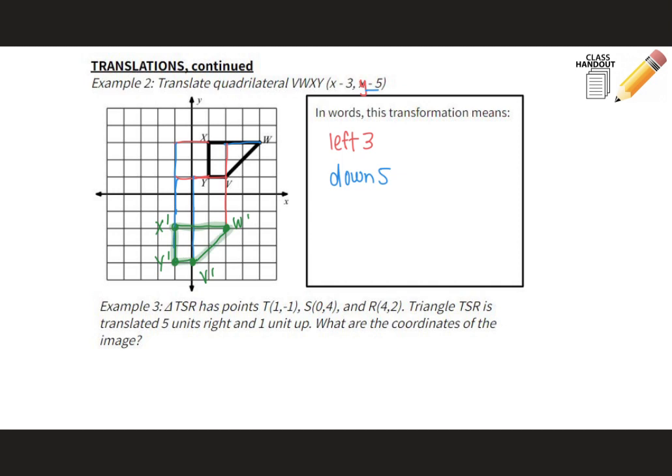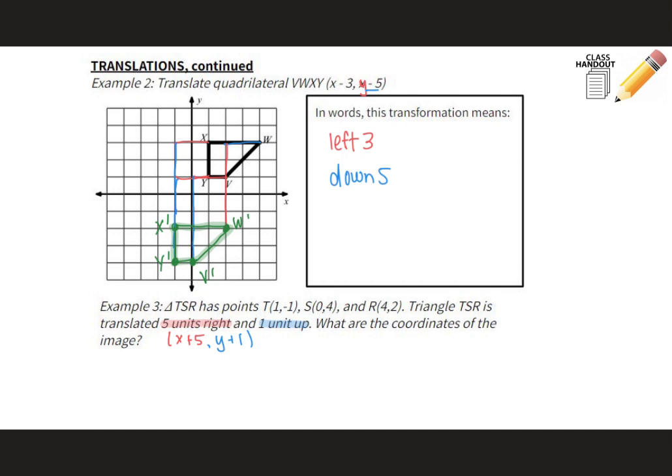So luckily with translations, they're relatively straightforward, and we can do this without using a coordinate plane. We should just be able to do the transformation and find the new points just by the description. So in this particular one, it tells us that we have a triangle TSR with these coordinates, and we're going to translate it 5 units to the right and 1 unit up. What are the coordinates of the image? Well, we could write this in coordinate notation if we wanted. 5 units to the right means that we're going to do x plus 5. Since we're going right, we know that that's positive. And 1 unit up means we're going to add 1 to the y coordinates.